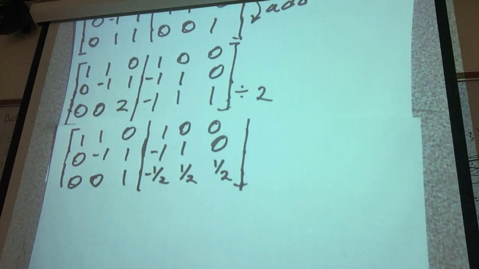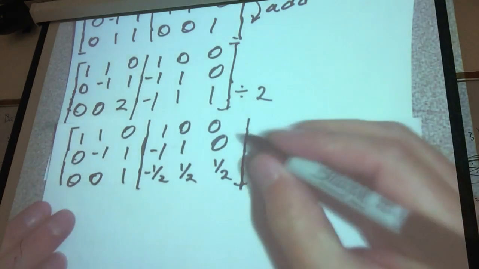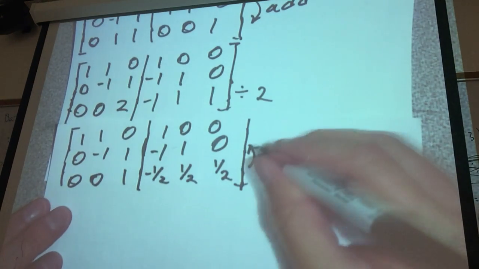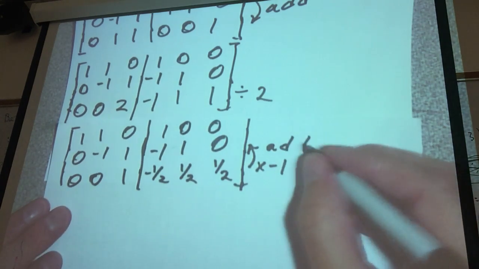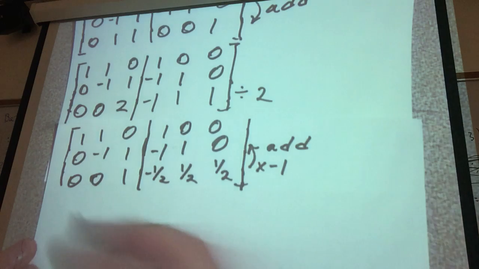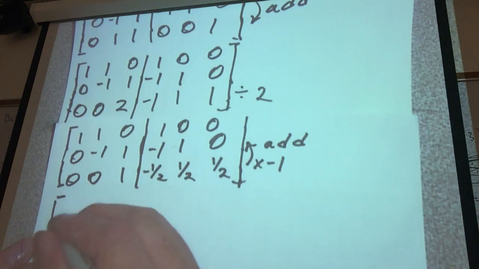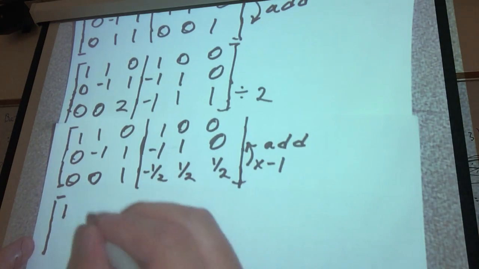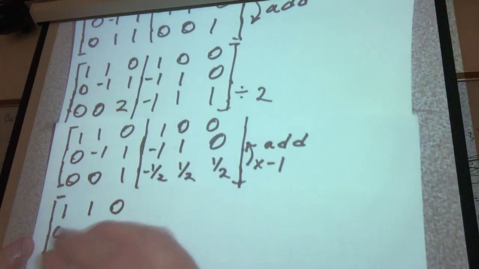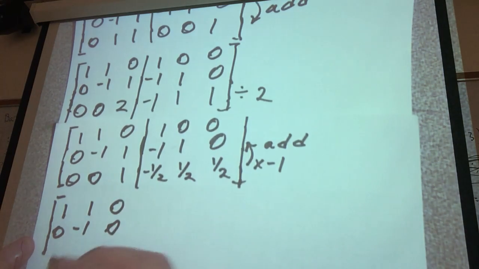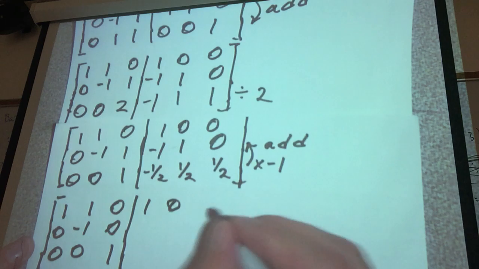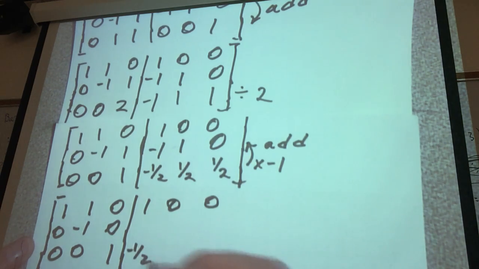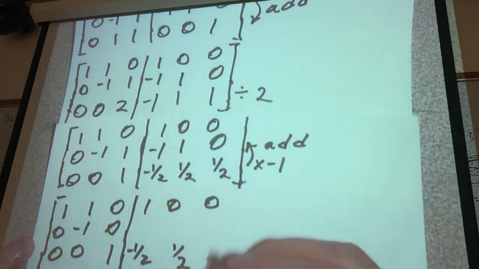So, take the bottom row, and we're going to multiply by -1, and we're going to add upwards. Okay. 1, 1, 0, 0, -1, 0, 0, 0, and 1. Now augment with 1, 0, 0, -1 divided by 2, 1 divided by 2, and 1 divided by 2.